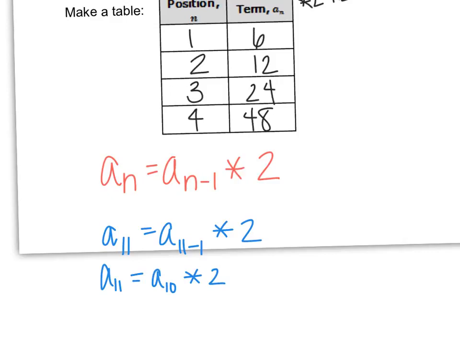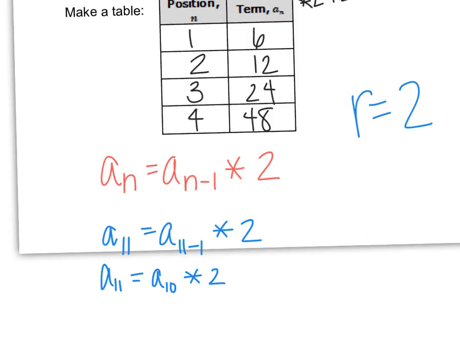Like 6 times 2 is 12. 12 times 2 is 24. 24 times 2 is 48. So in this problem, our common ratio was 2. So Reese, that was what you were asking, what is r? r is what you're multiplying by every time, our common ratio.